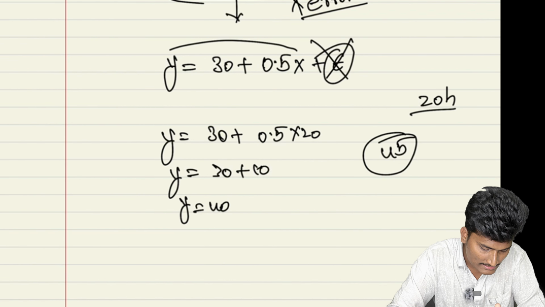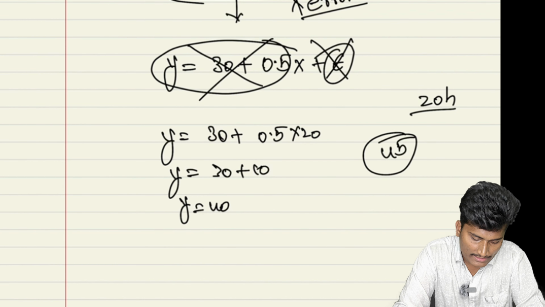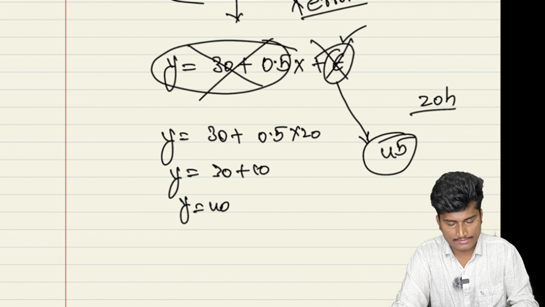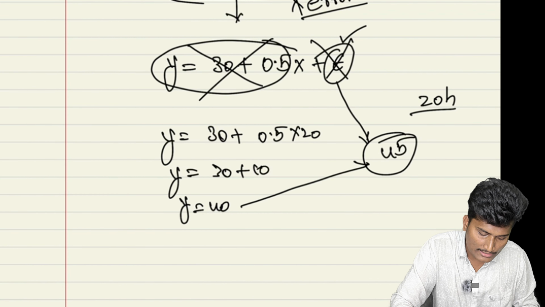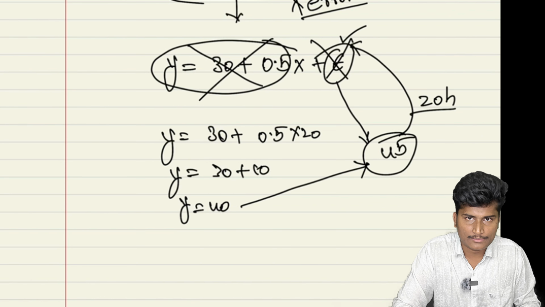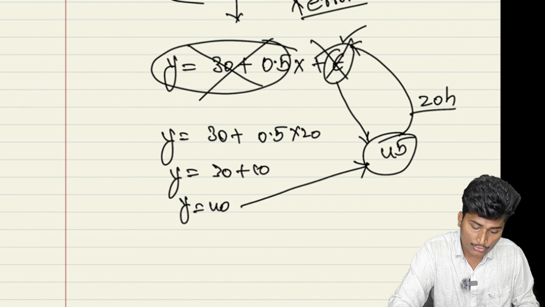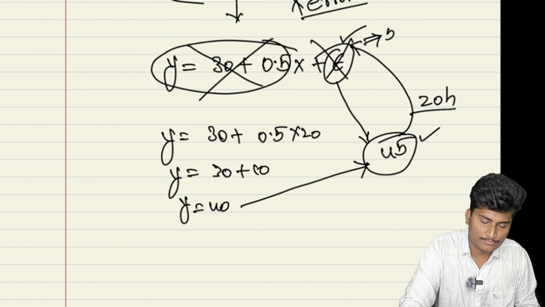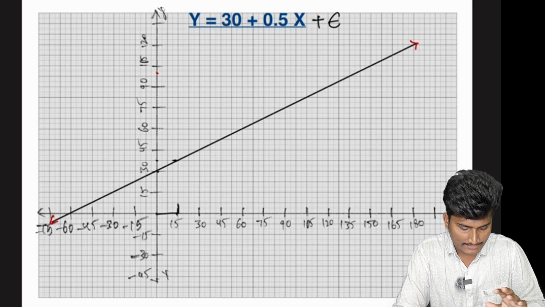Then this equation is wrong, right? So to avoid this, we will include an error term here. The error term is the difference between what we predicted and the actual value. So in here, if the outcome is 45, then my error term value will be 5. If we include the error term, the graph will be like this.